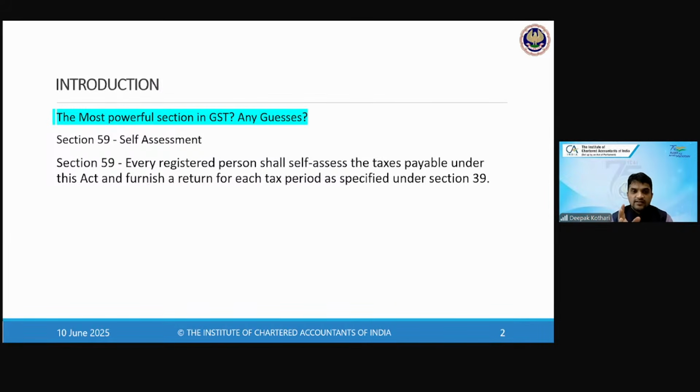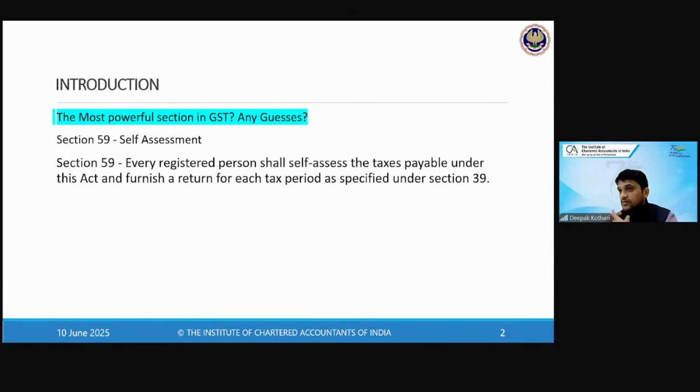And declare that in the return. So your return is your assessment, right? Such a huge power, which the assessment officer had, has been let go and given to you, like every taxpayer, because section 59 says self-assessment and every registered person should self-assess.